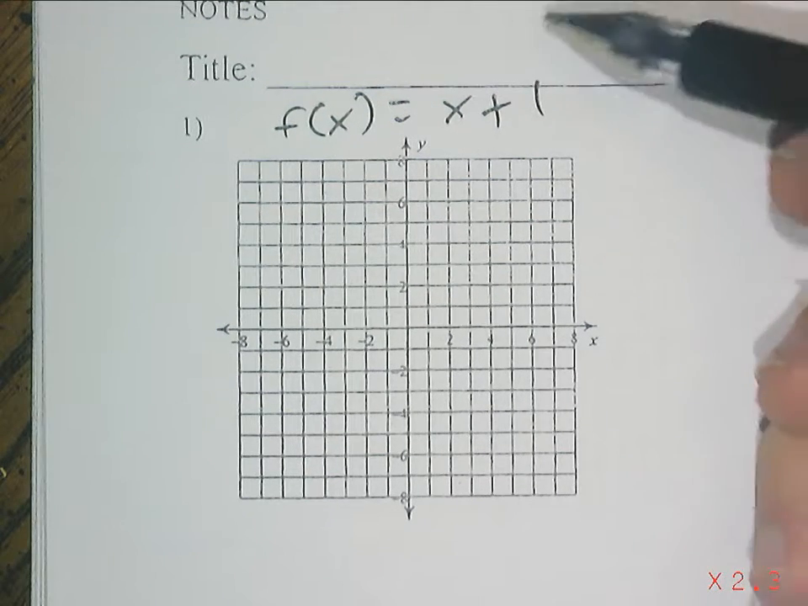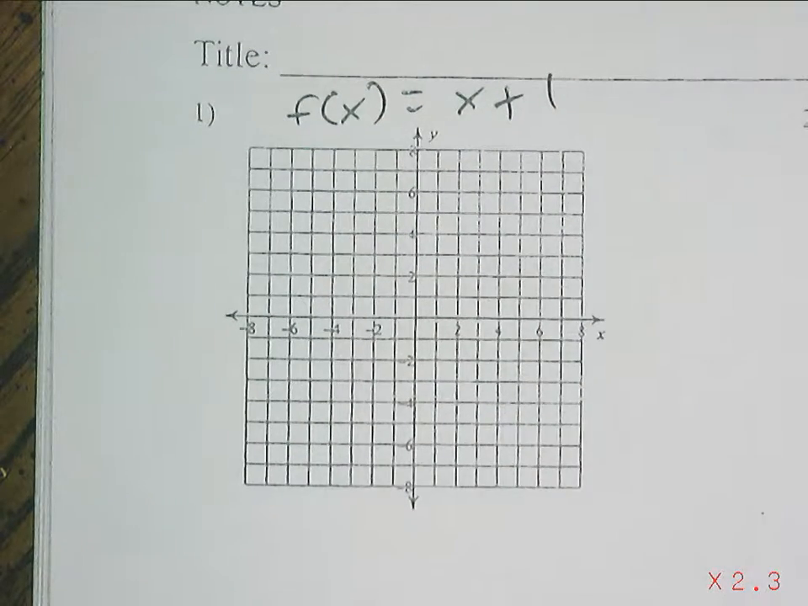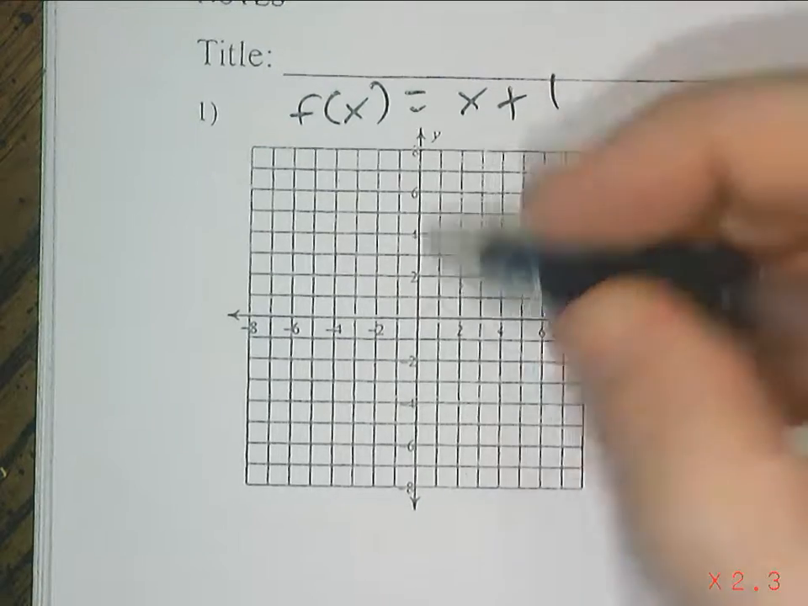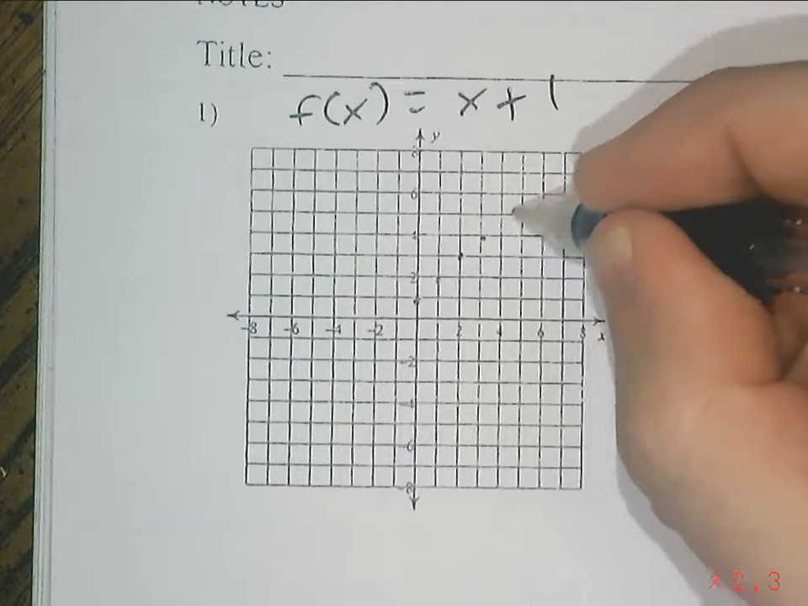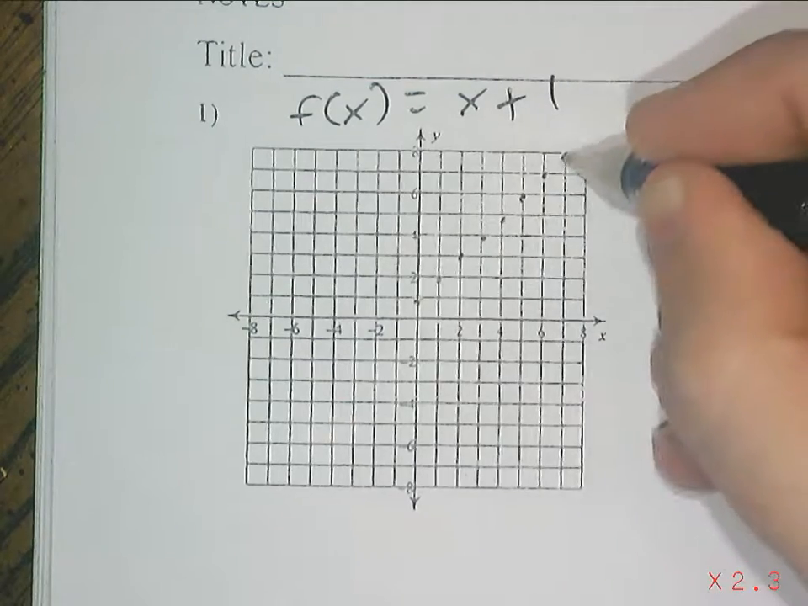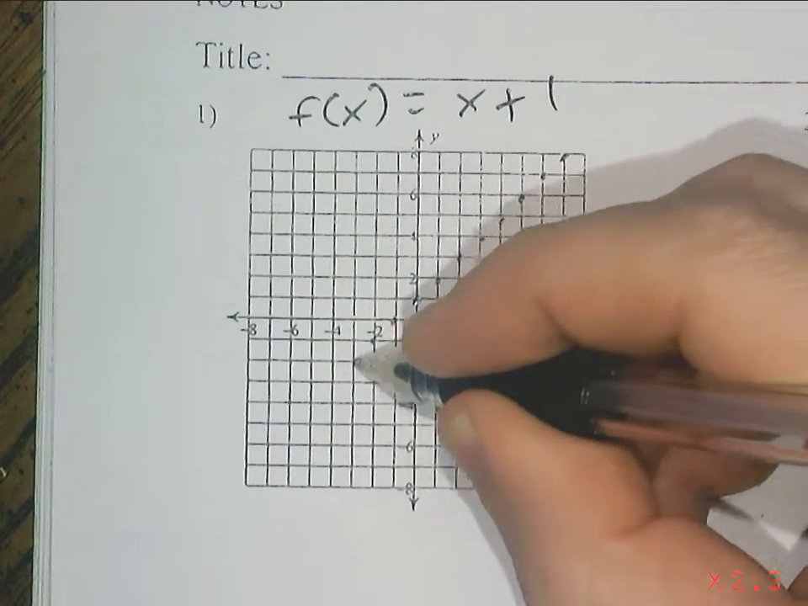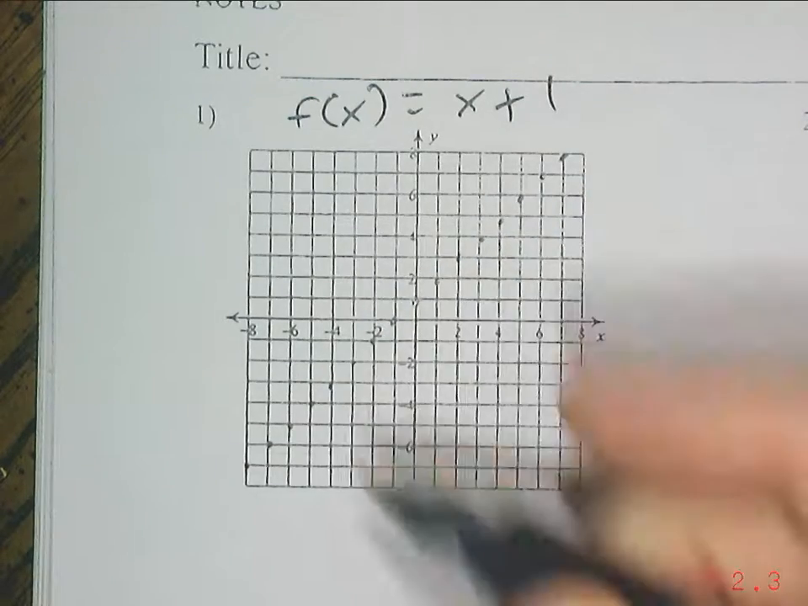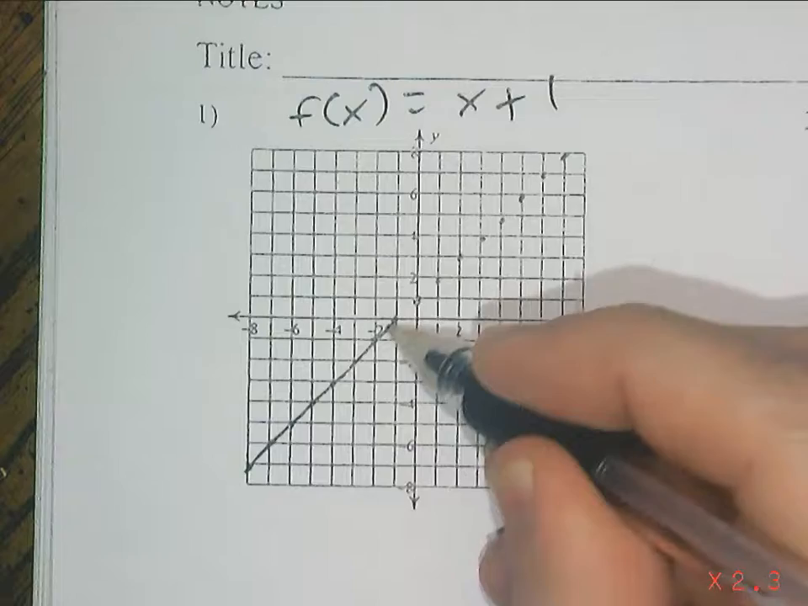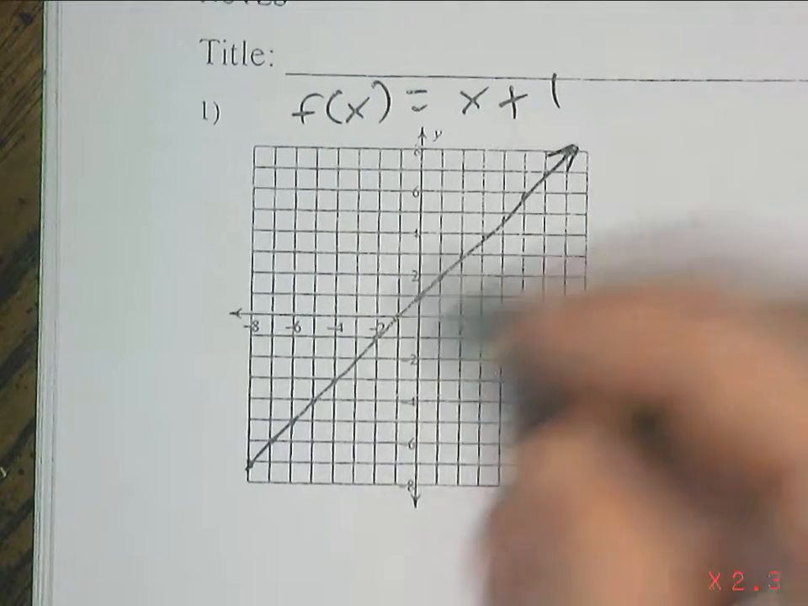I would start at the y-intercept, or if you want to, you can make a table. These are just linear functions though. So I'm just going to start at 1, and then the slope is just 1 over 1. So it's going up 1 over 1, or going down 1 left 1. So just your typical linear function, and it would look something like this.